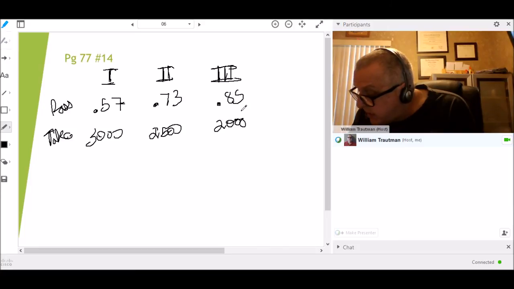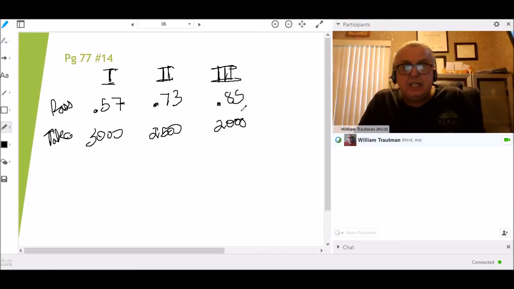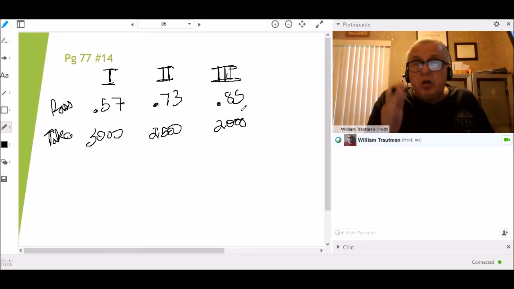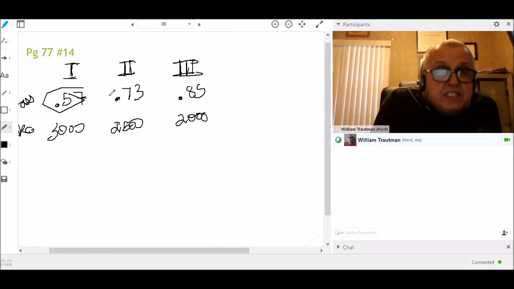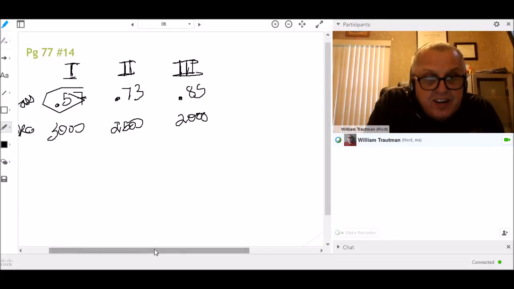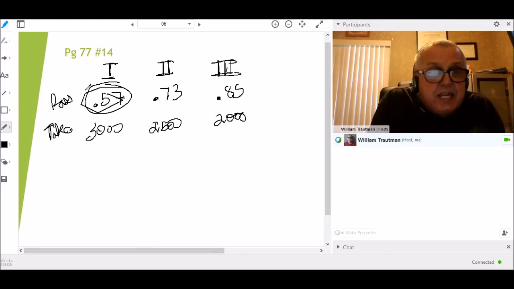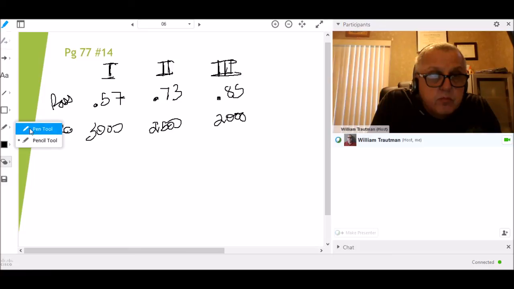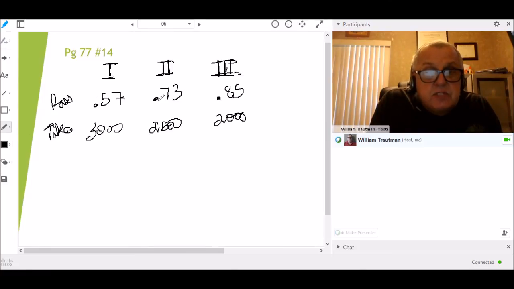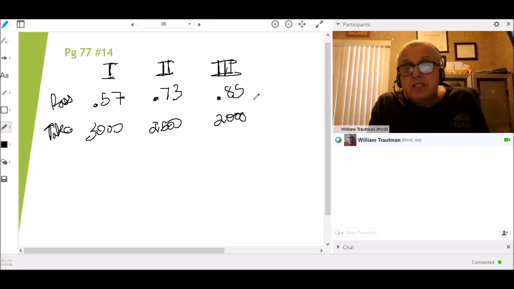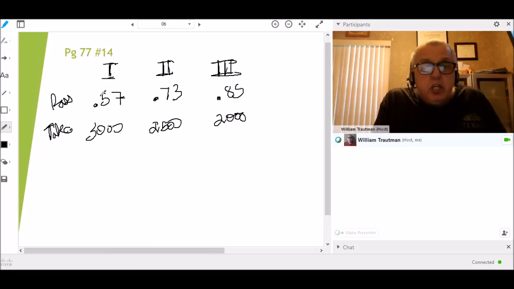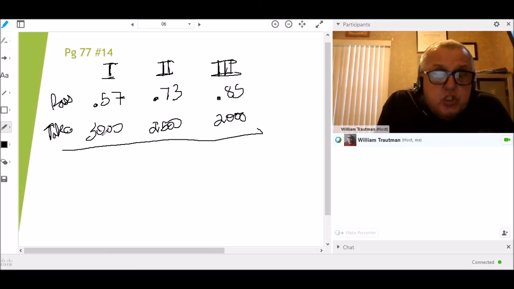Suppose that one student is selected at random. What is the probability that he or she passed the test? So we want to pick one person and find out what's the percent that they pass the test. We already know 57% passed the first test, 73%, 0.73 passed the second test, and 0.85 passed the third test. But we don't know how many people. We know 3,000 people took the test.